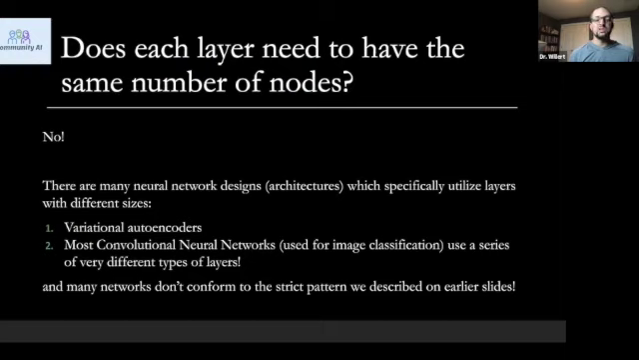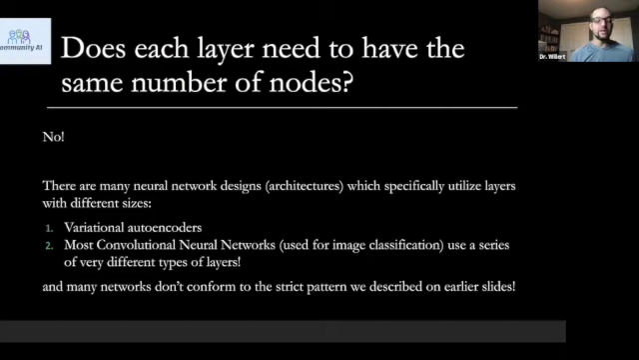So does each layer need to have the same number of nodes? The answer to this is no. And there's actually many types of neural networks that are designed for very specific purposes, which specifically utilize different sizes for each layer. So a couple of examples that we're not going to talk about tonight, but you may have heard about or read about.